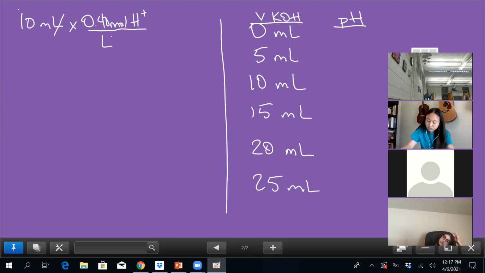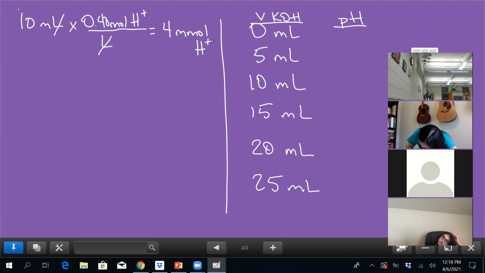Notice my liters will divide out and it'll leave me with what unit? Isn't that fun? Millimoles are so great. And how many millimoles is it? 4 millimoles. Okay, and that's of H positive. This is a process we're going to go through for each one that we didn't have to go through for this one. And I'm going to show you why. But I would normally take this 4 millimoles and divide by the total volume, get a concentration of H positive, and find my pH.